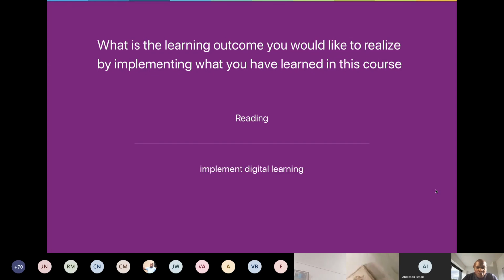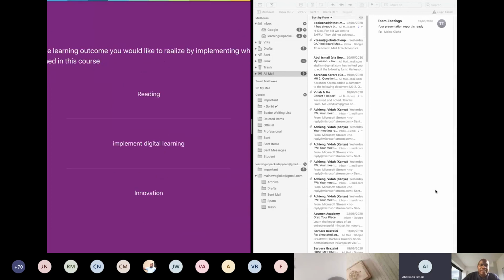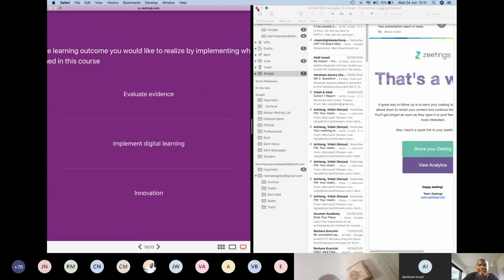Implementing digital learning, so what? Can you write it complete? Implementing digital learning so that my learners can be able to... just be comprehensive, but a good try, that is good. You have given us an indicator of what you are thinking. Innovation is one word. Please give us a learning outcome. As you implement what you have taken, what is it that you would like to realize?